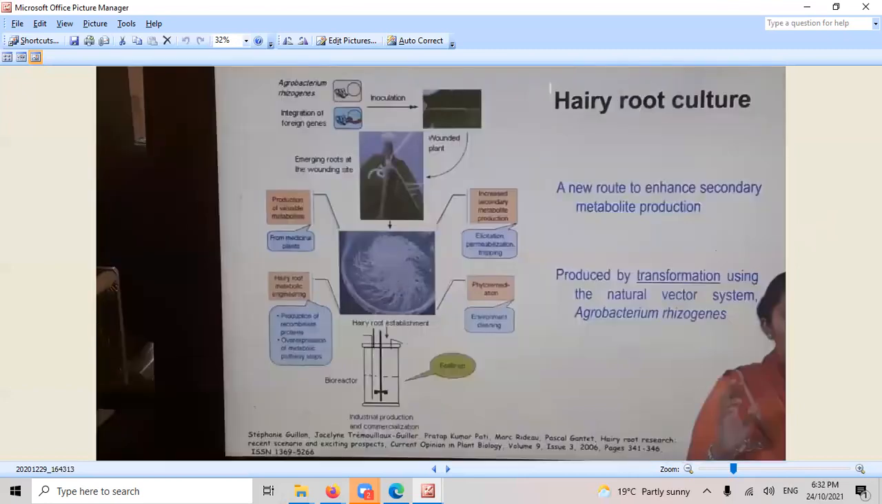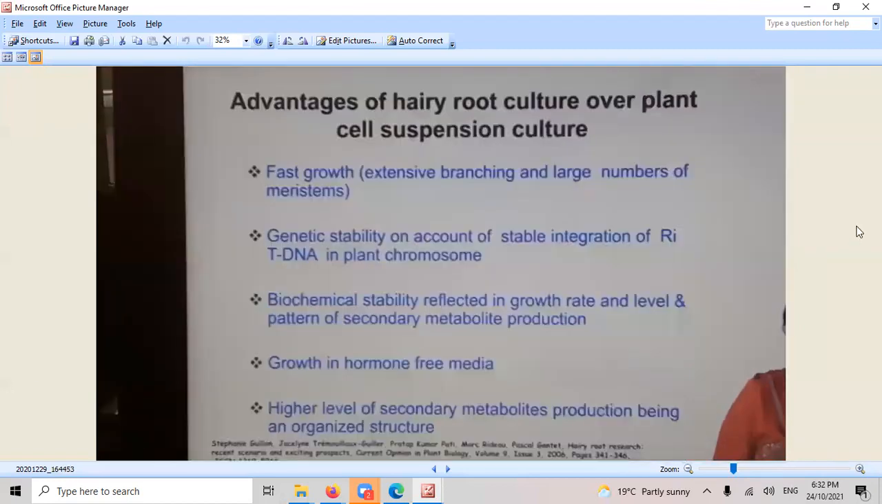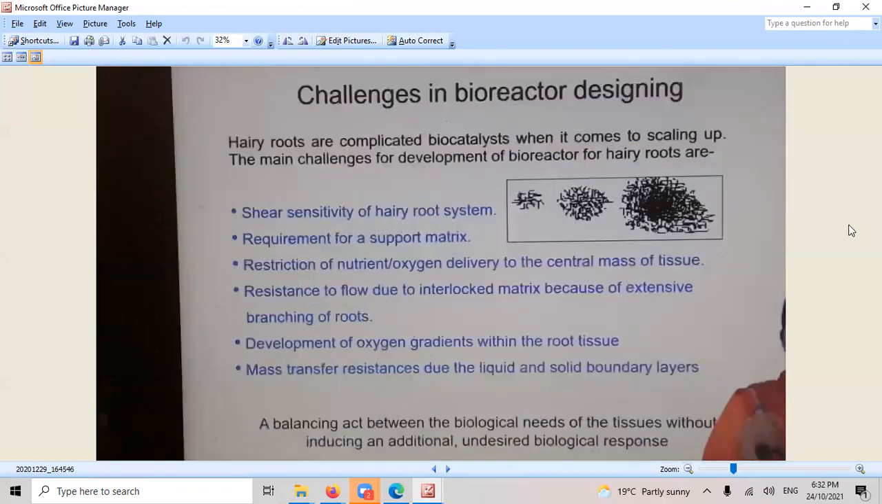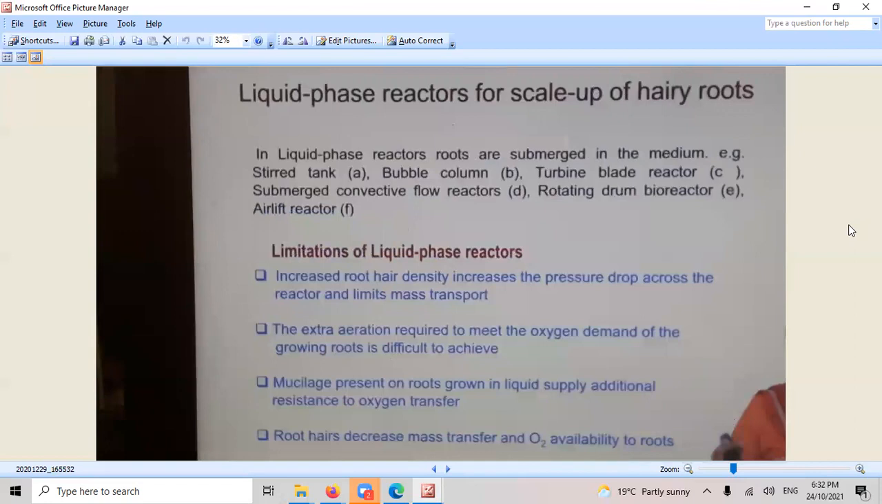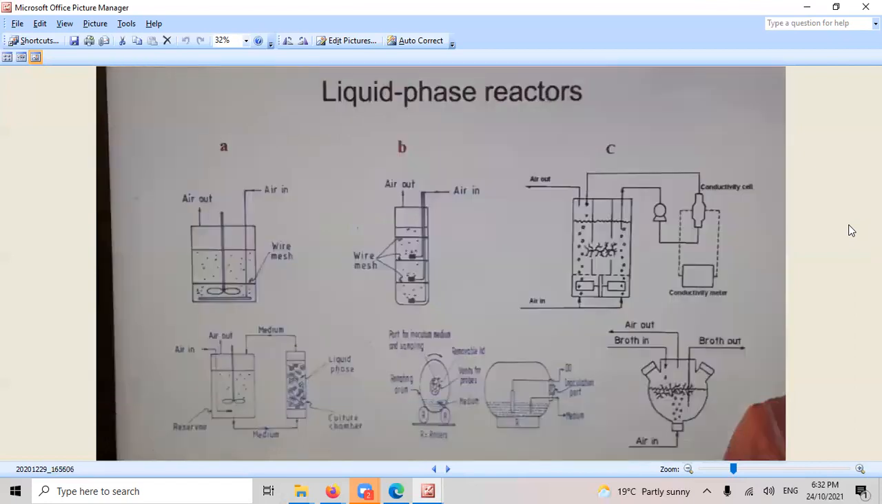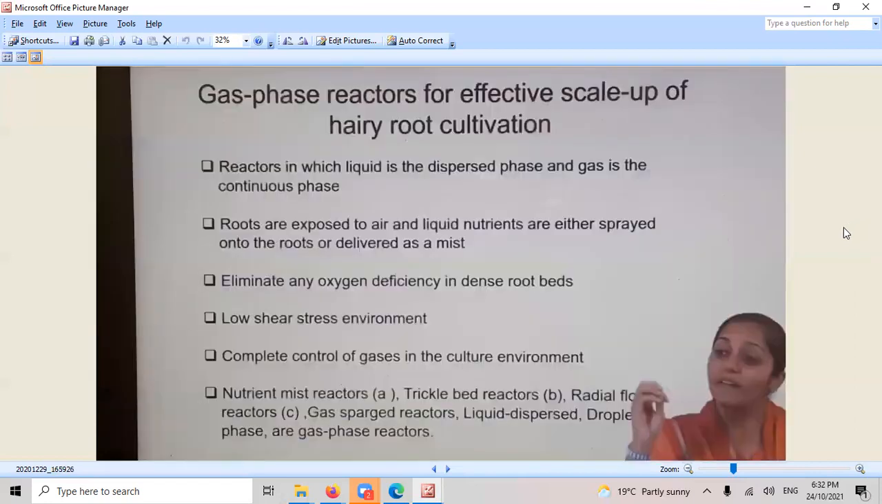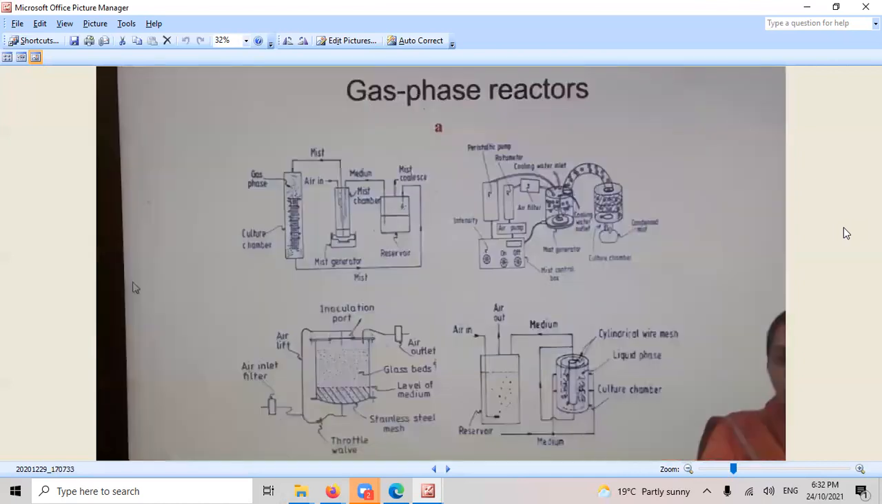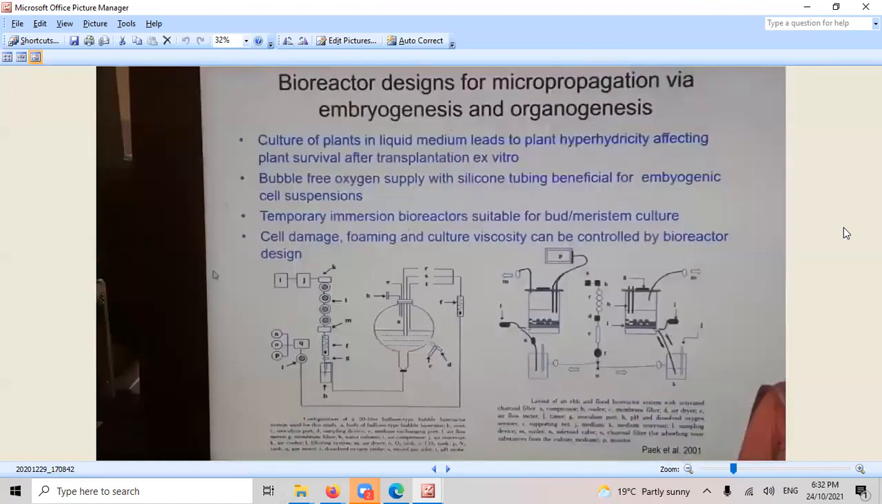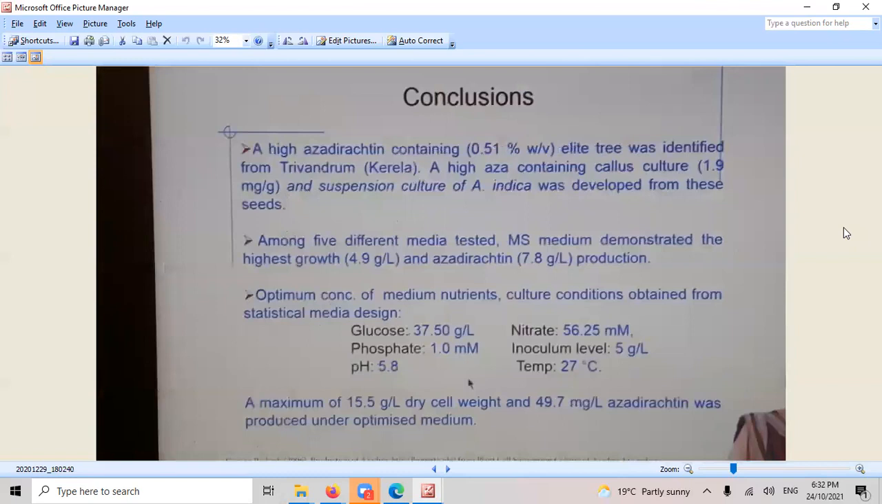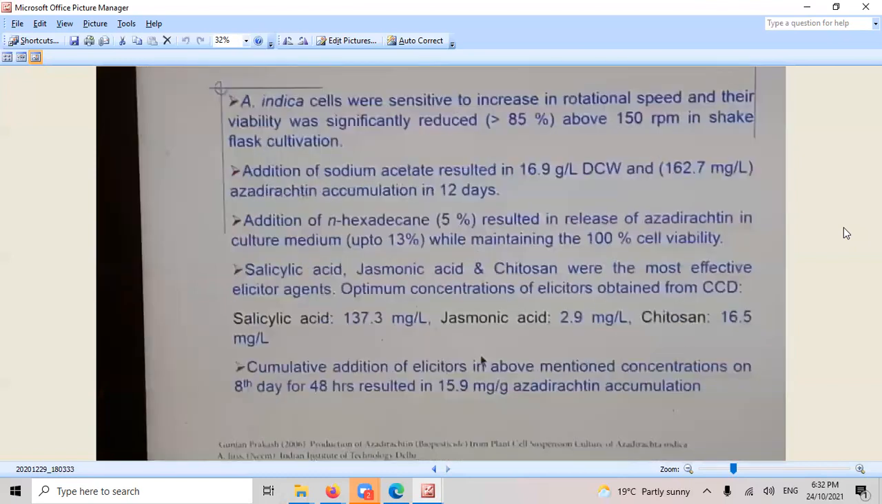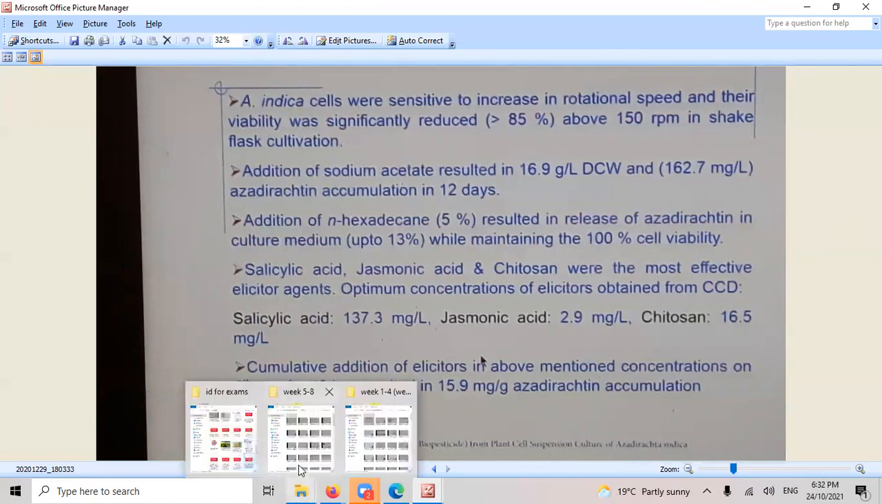Hairy roots. Yes, they definitely need hormones. Advantages of hairy roots: very fast growing. Gas phase reactors, hairy roots. Conclusion. Should come to the end. Cells.